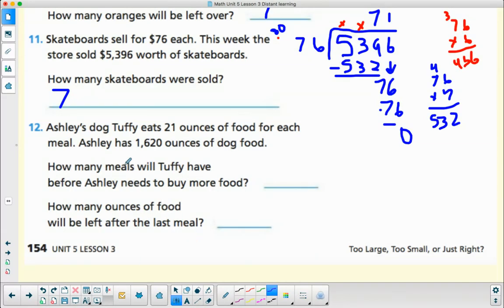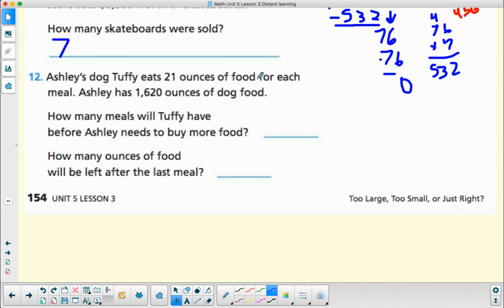All right. Ashley's dog, Tuffy, eats 21 ounces of food for each meal. Ashley has 1,620 ounces of dog food. We need to know how many meals Tuffy will have before Ashley needs to buy more dog food. How many ounces of food will be left after the last meal? So here are my ounces. She has 1,620 as her total ounces, and it's going to get divided into meals of 21 ounces.